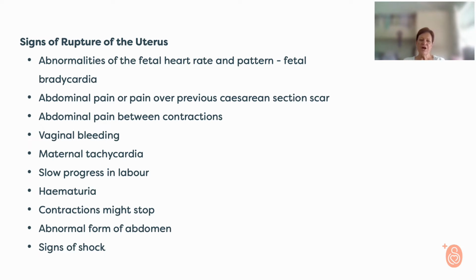Then slow progress of labor might also be a sign, although this is quite a late sign. Hematuria is quite an early sign of rupture of the uterus, and especially again in the case of previous surgery to the uterus or previous cesarean section, because the lower segment, the place where the uterine wound or the uterine scar is, is very close to the bladder, and often injuries to the uterus also cause a certain degree of injury to the bladder and might cause hematuria.